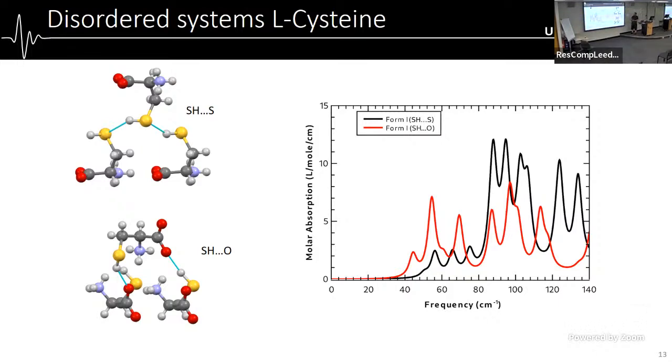So if we just take these two structures, the two extremes, and we calculate the low frequency spectra, we can see that they're different. So we should be able to tell that difference. But neither of those two spectra correspond to experiment at all. So we're probably somewhere in the middle. And that's where it gets a bit tricky.